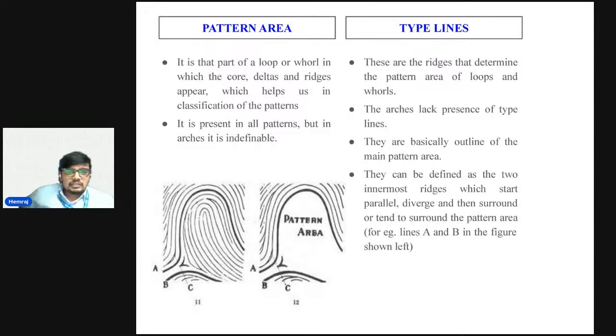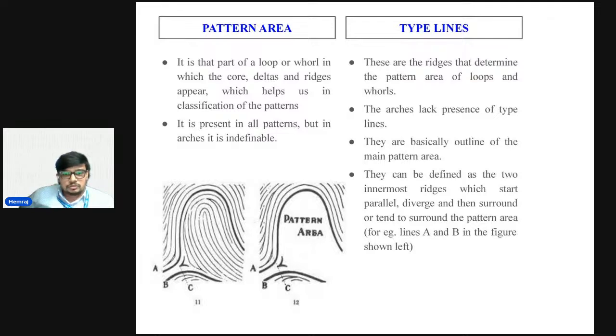Now, the second thing is type lines. When we say lines, it is these lines. When you look at a fingerprint, or if you have seen a fingerprint somewhere, they have small lines in between, like that, right? So these lines have some sort of characteristics in them. How these lines are meeting with each other, where they are crossing each other, like that. These are some individual characteristics. These are the ridges that determine the pattern area of the loop and whorl.